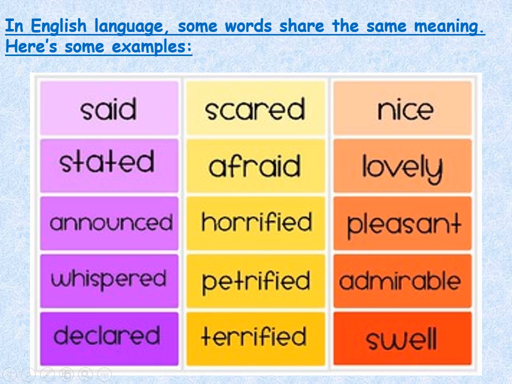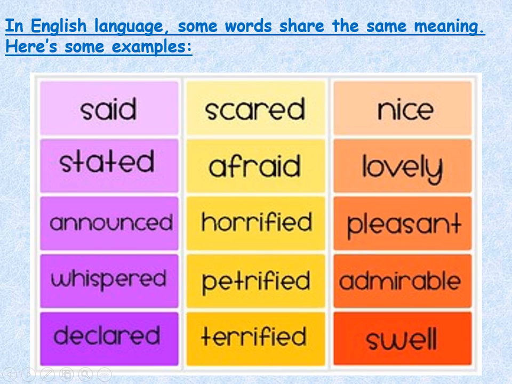So this is what having shades of meaning means in English. For example, one word could be replaced with so many, and all of these words share the same meaning. So you could use either scared or afraid or horrified or petrified or terrified to say that you're scared of something. And this is how we use shades of meanings.